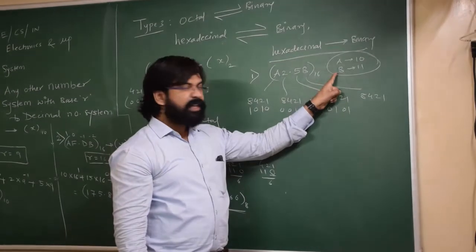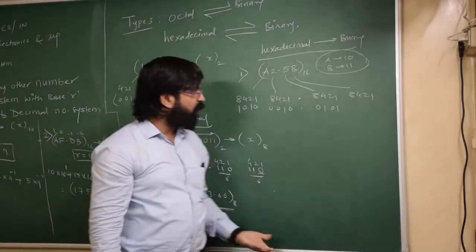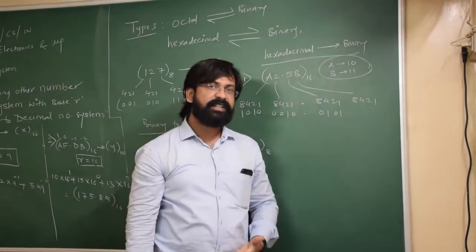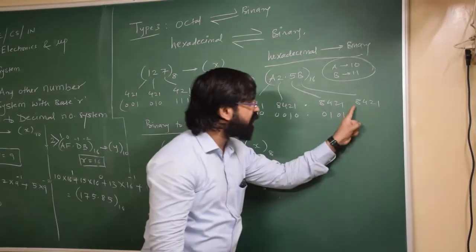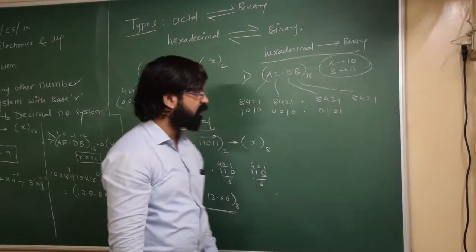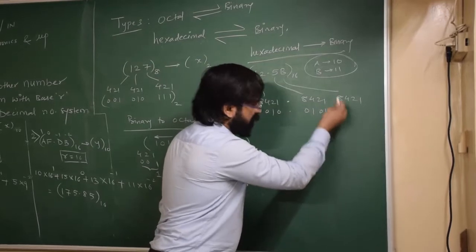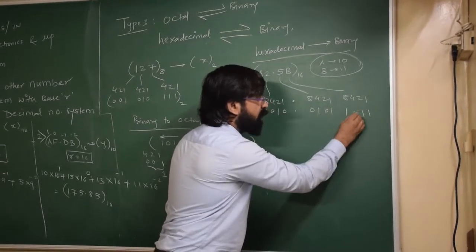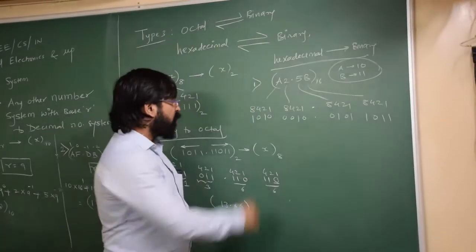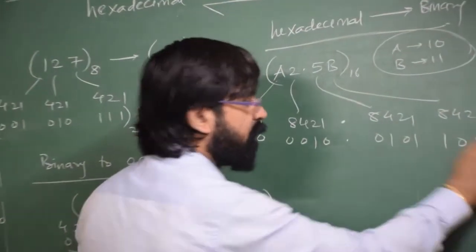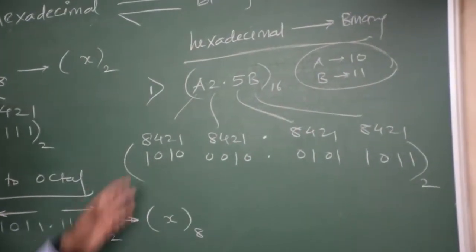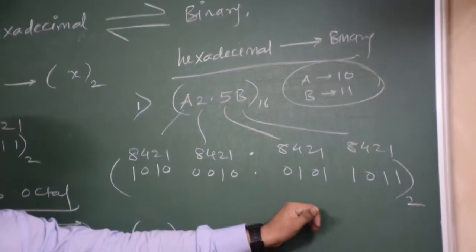You are representing B as 11. You don't find 11 over here, but you can sum up some digits to get 11. So can I say 8 plus 2 plus 1 is 11. So below 8, below 2, below 1 I'll write 1s and other bits are 0. Finally, whatever number I have come up with is the representation of hexadecimal to binary.